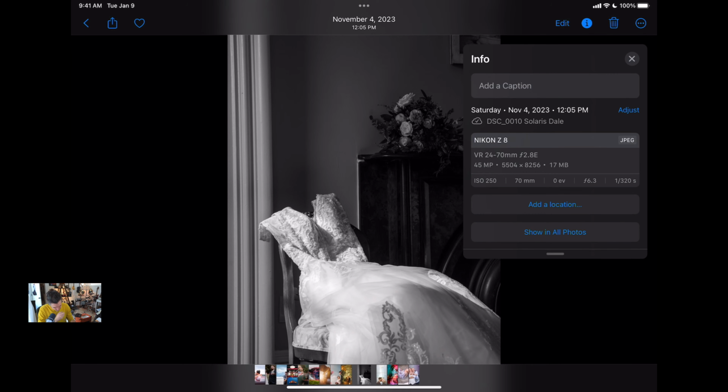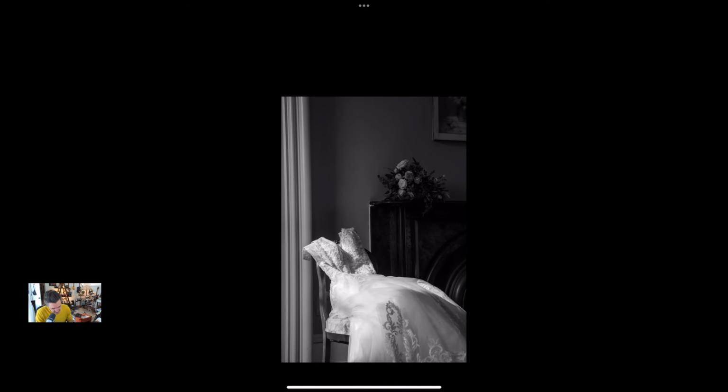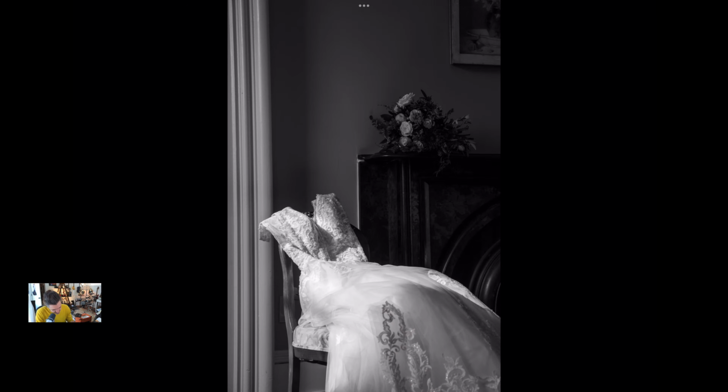Cool. So nice use of black and white. This is a zoom lens at 70. I don't know why it's at f6.3. I guess you wanted to retain the detail of the flowers also being in focus. That's fine. It's an interesting photo.